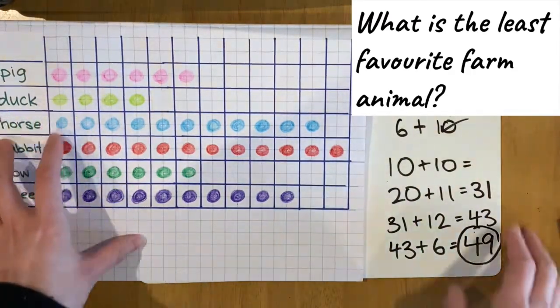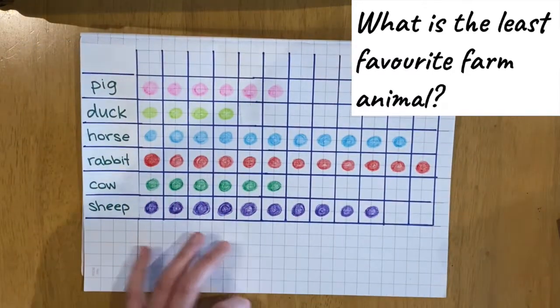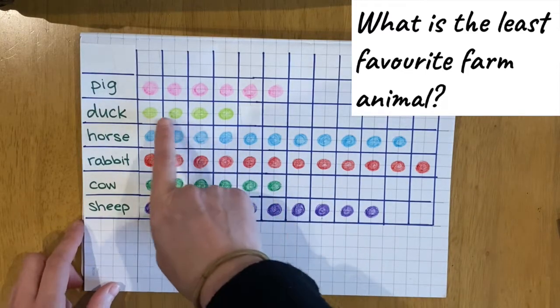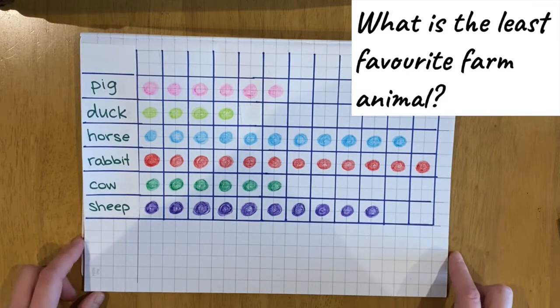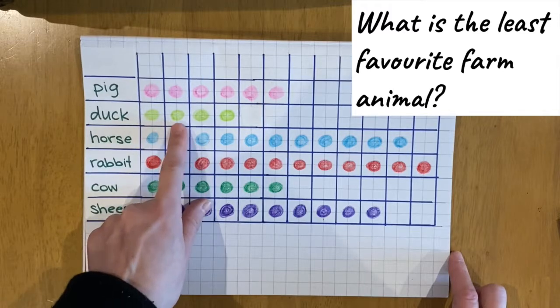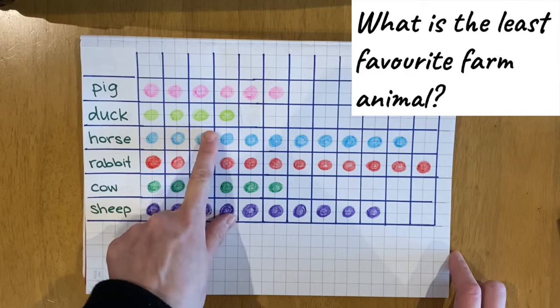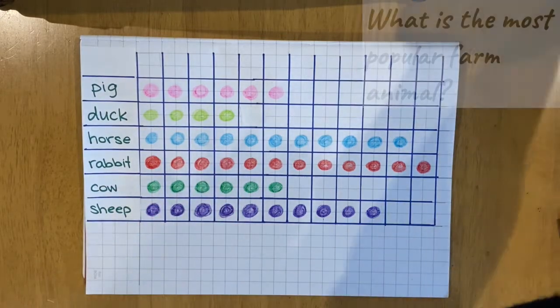What is the least favorite farm animal? Now, least favorite means the one that people don't really like. So let's look at the one that has the smallest number of votes. Which one do people not really vote for? It's the duck. So the duck is the least favorite because only 4 people voted for the duck. Poor ducky.